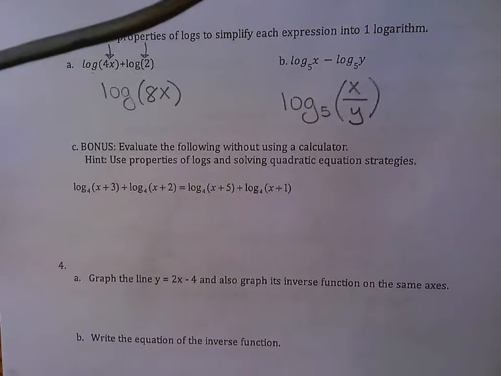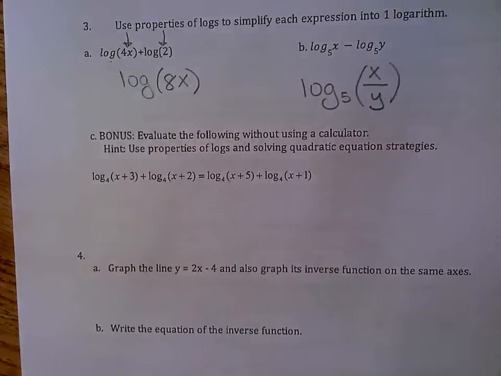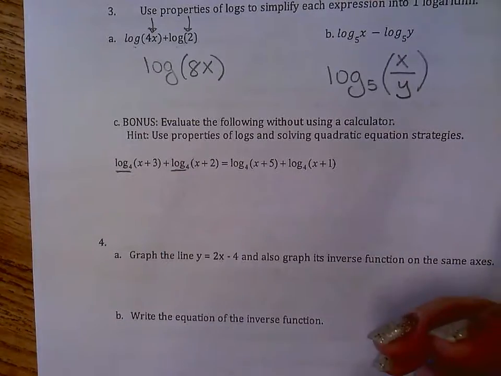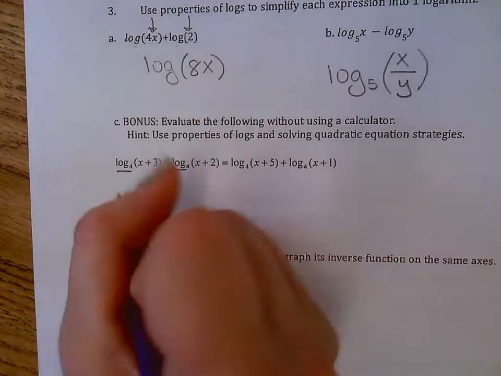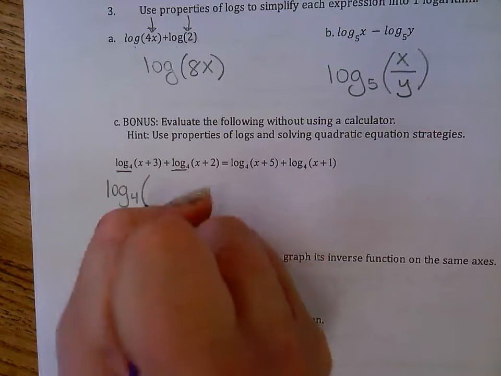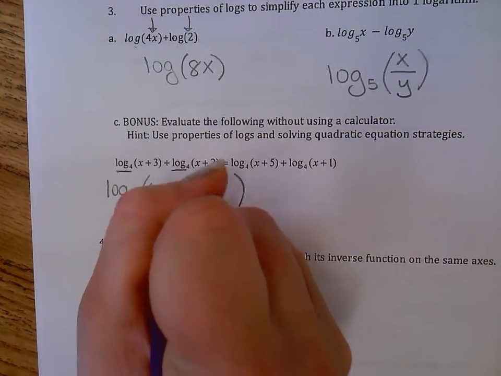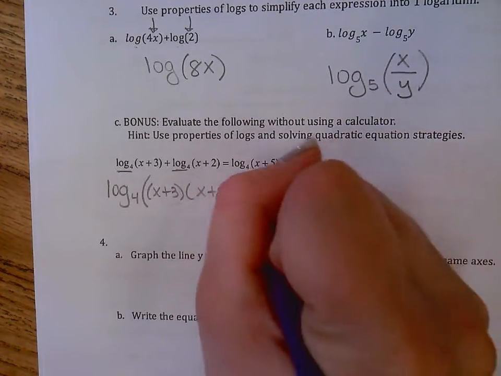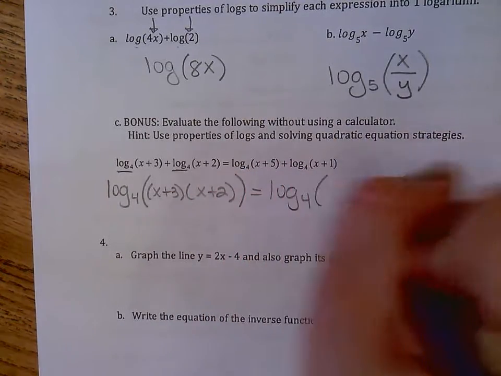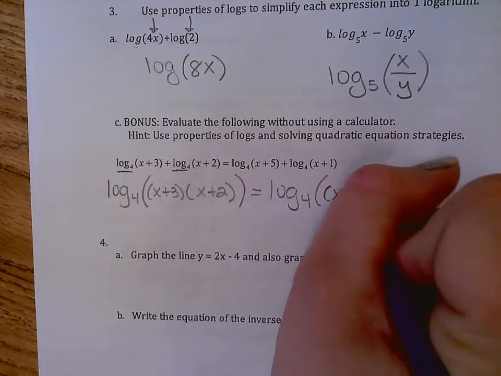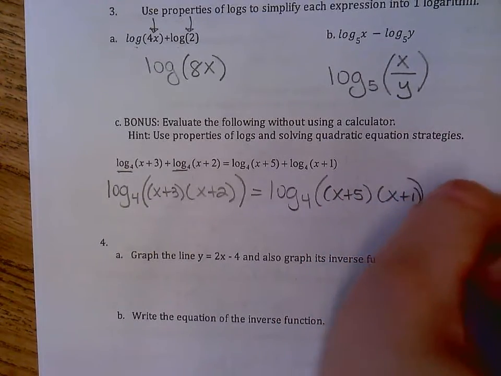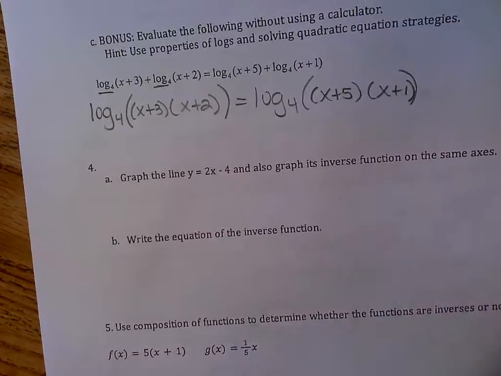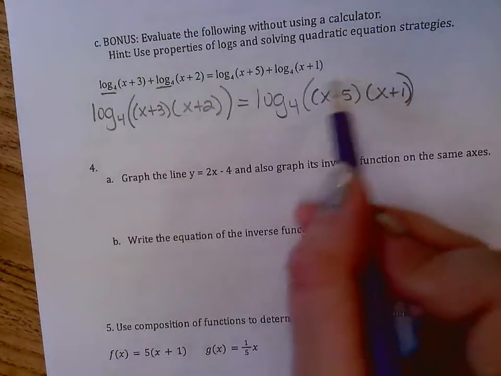The bonus. So if you wanted to try the bonus question, if you notice, you've got a log base 4 graph and a log base 4 graph, and with a plus sign. So I'm allowed to take the x plus 3 times x plus 2 and multiply that together. And on the other side, I can do the same thing, x plus 5 times x plus 1 and multiply that together. So the next step is to actually multiply these two binomials together.